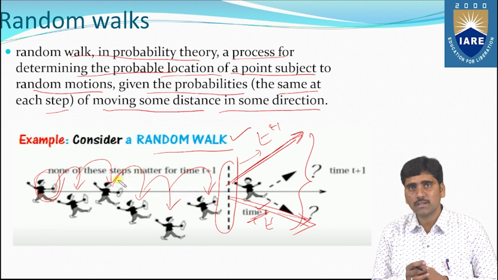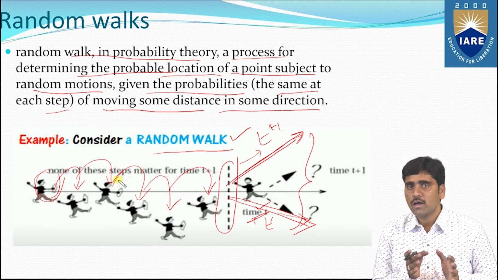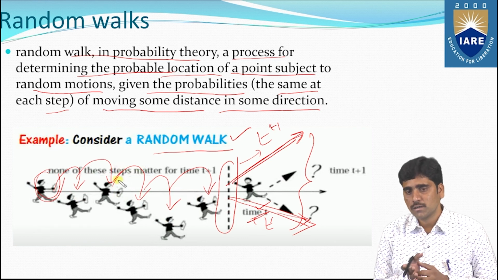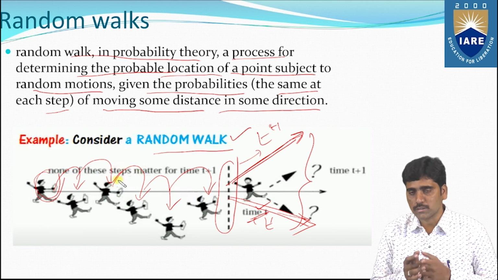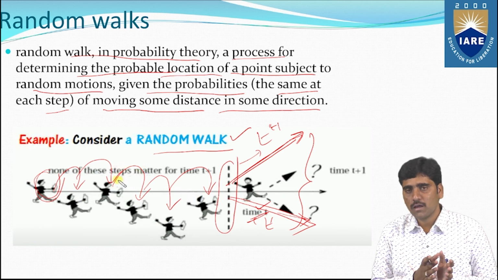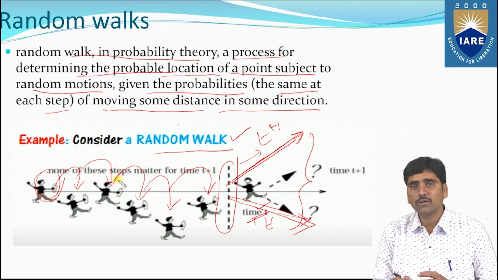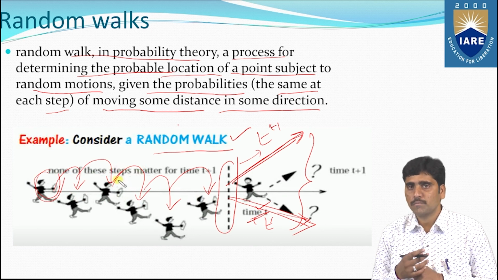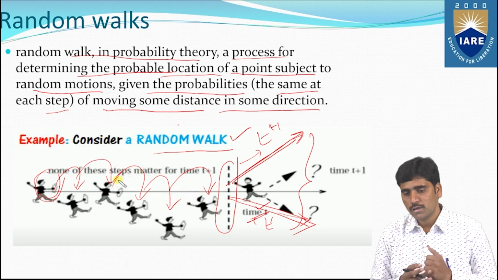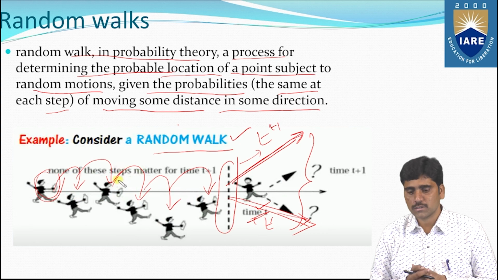So a random walk is determining the probable location of a point subjected to random motions. In a simple way, you can say that a random walk is taking the movements or positions from the random process, from the probabilistic point of view. That is the way you can understand it. To know about random walks and transition probabilities, we are going to discuss the stochastic process of Markov chains theorem in the next coming sessions. Right. So this is about random walks.